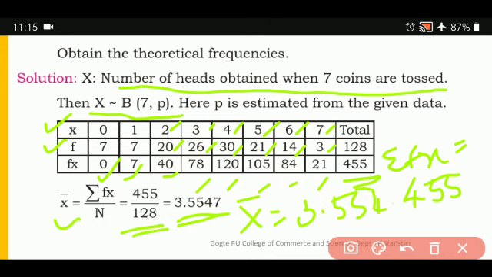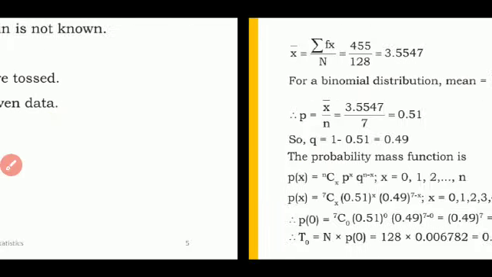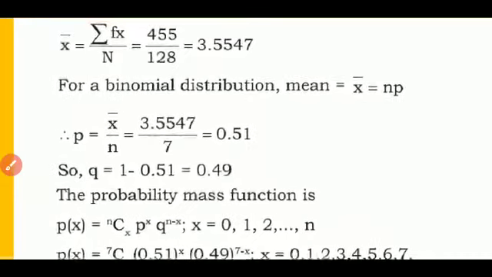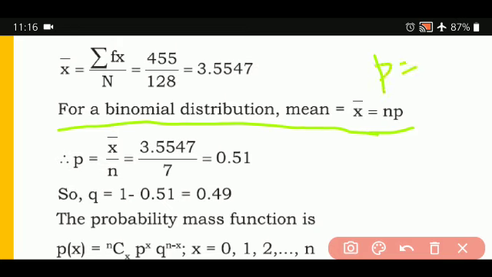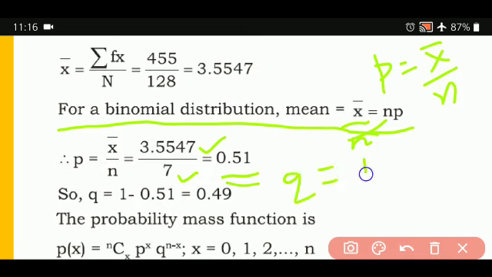After you find the arithmetic mean, you are going to apply the binomial parameter. For a binomial distribution, the mean x bar is equal to np. So p is equal to x bar divided by n. What is x bar? 3.5547, n is 7. So this is 0.51, you can approximate. Then you find the value of q, which is 1 minus 0.51, equal to 0.49.